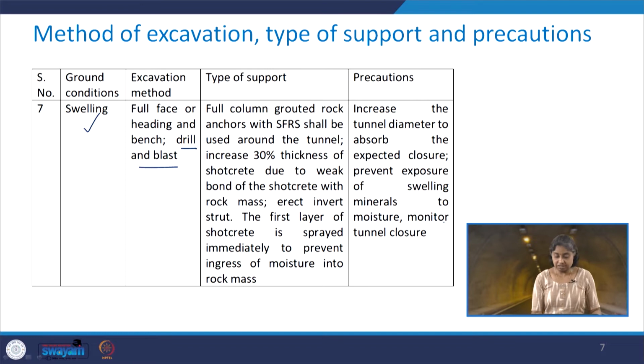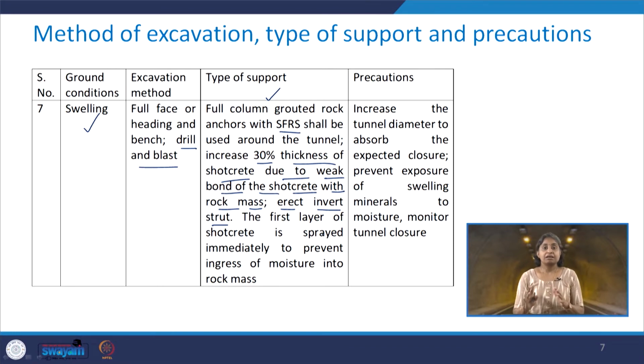Again, in this case, you need to use full column grouted rock anchors with SFRS, and these shall be used all around the tunnel. Increasing the shotcrete thickness by 30% due to weak bond of shotcrete with rock mass is recommended. One needs to erect the invert struts. Then the first layer of shotcrete is sprayed immediately to prevent ingress of moisture into the rock mass.